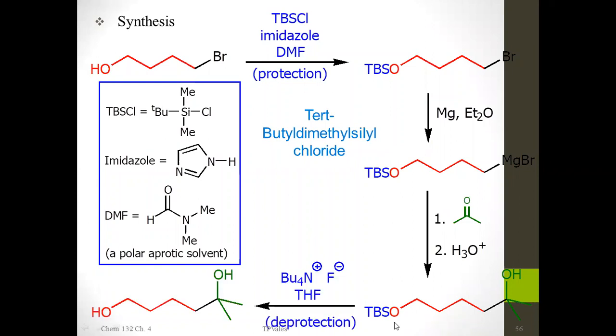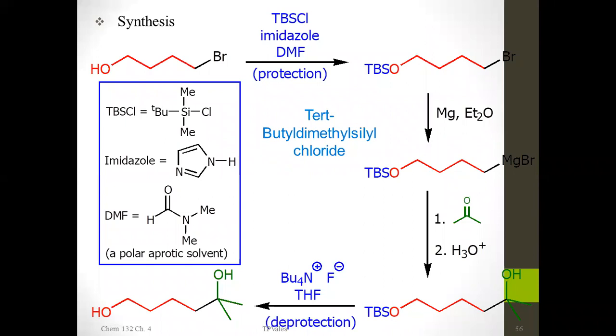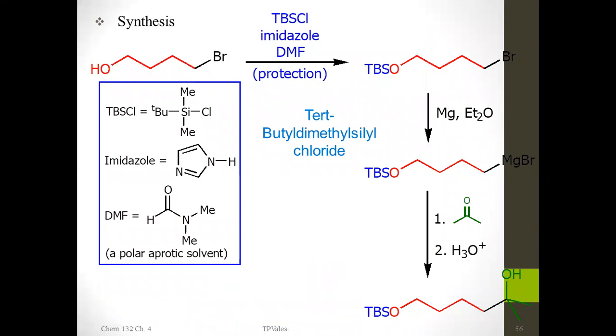So once you have your TBSO, you get this one, and then you eliminate this protecting group. This is a protecting group. Can you see? The chloride is lost once it forms with oxygen. Okay, and then what happens is that you get your OH. So that is the essence of protecting. So in the end, we're done with chapter 12. Congratulations. Now basically, the protecting group is just the higher form of doing reactions in organic synthesis.